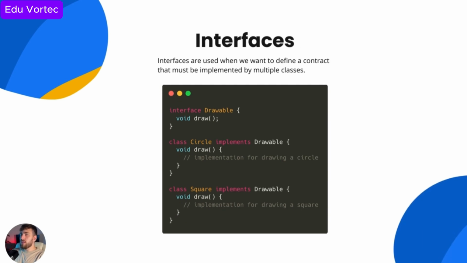Let's start with interfaces. Interfaces are used when we want to define a contract that must be implemented by multiple classes. For example, let's consider the Drawable interface that defines the contract for any object that can be drawn on the screen, as in the example on the screen. As you can see, both the Circle and Square classes implement the Drawable interface, meaning that they both must provide an implementation for the draw method.